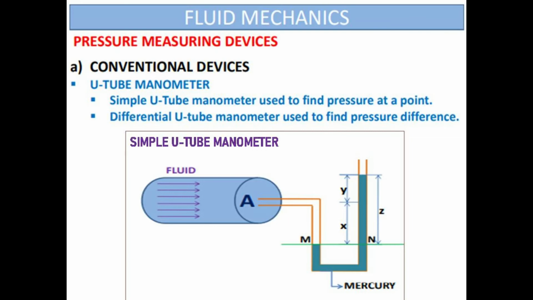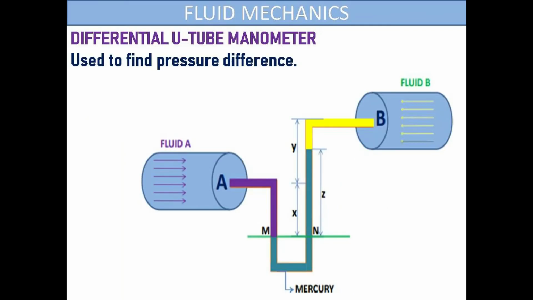Manometers are of two types: simple U-tube manometer and differential U-tube manometer. Simple U-tube manometer is used to find pressure at a point in a flow. A simple setup of simple U-tube manometer is shown here. Differential U-tube manometer is used to find pressure difference between 2 points. Its setup is shown here. All the modern devices to find pressure are directly calibrated to give pressure value directly.